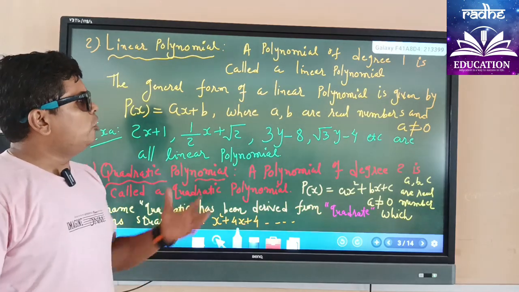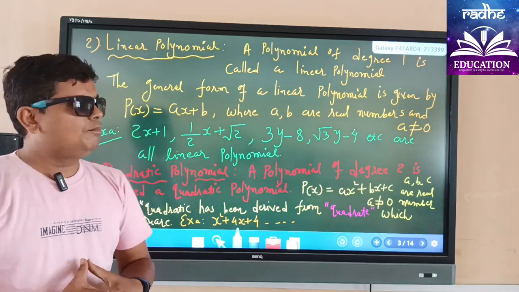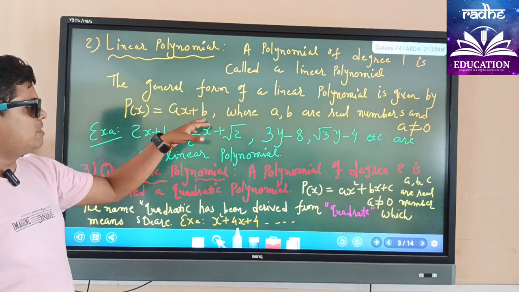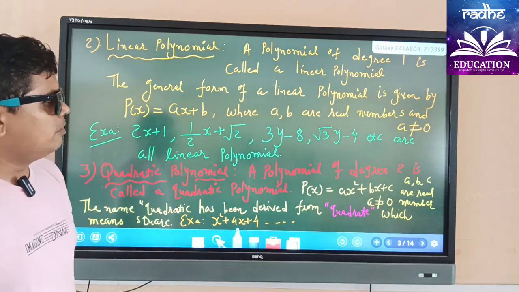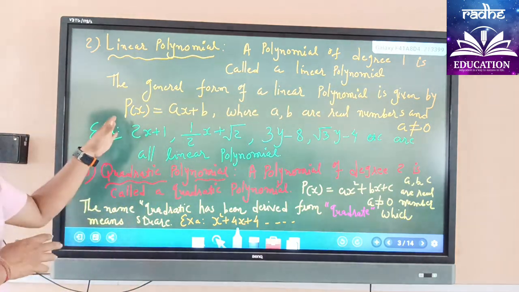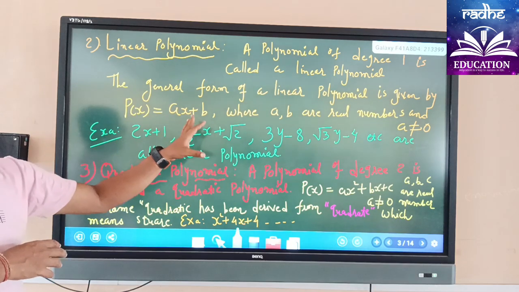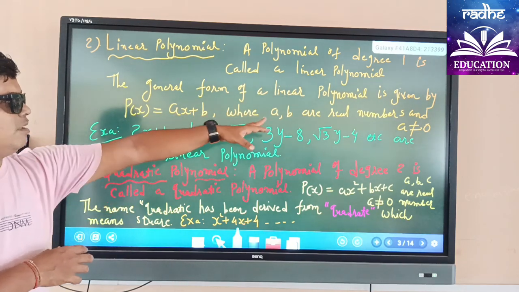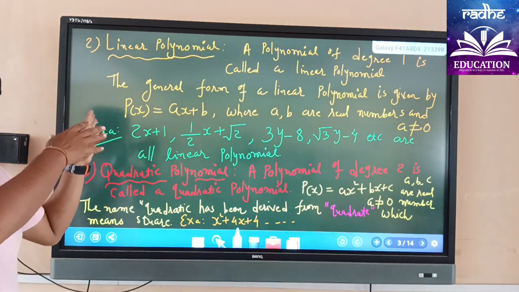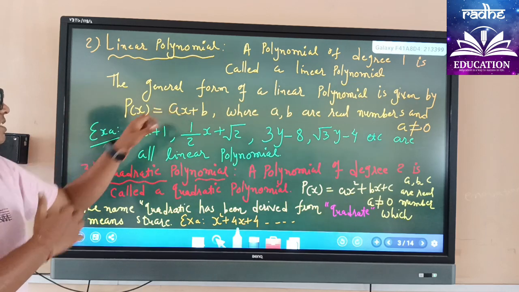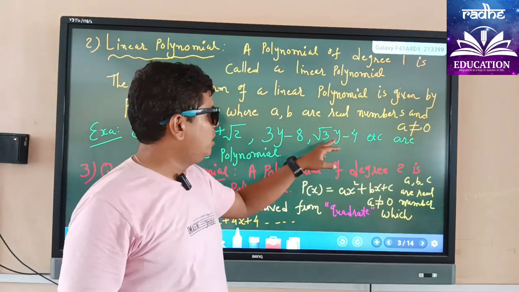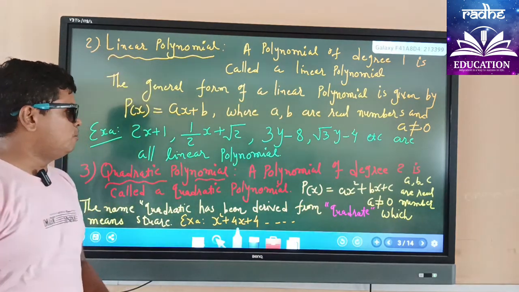Linear polynomial. A polynomial of degree 1 is called a linear polynomial. The general form of a linear polynomial is given by p(x) = ax + b, where a and b are real numbers and a is not equal to 0. Always remember that in the exam it will not come only in that form. It can also come as r(z) = az + b, where a is not equal to 0. So don't think the paper setter will ask exactly as in the textbook. He can make changes here. Examples: 2x + 1, (1/2)x + √2, 3y - 8, √3y - 4, etc. are all linear polynomials.